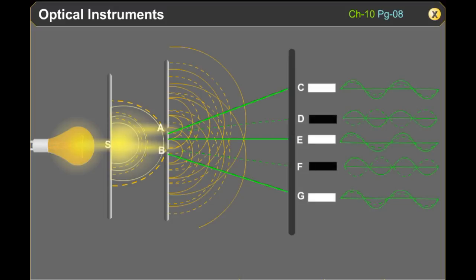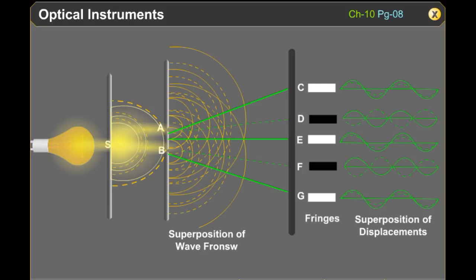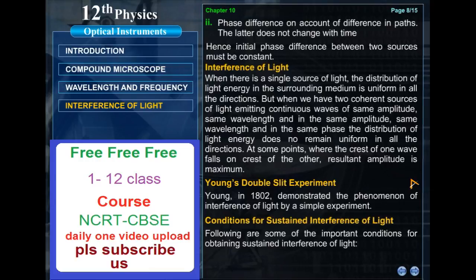According to Huygens principle, the monochromatic source of light illuminating the slit S sends out spherical wave fronts. These wave fronts reach the slits A and B simultaneously. Thus, the two waves of same amplitude and same frequency with zero phase difference are given out by A and B. These waves on superposition produce interference. If S is a source of white light, interference fringes are colored and their widths are unequal. Young in 1802 demonstrated the phenomenon of interference of light by a simple experiment.